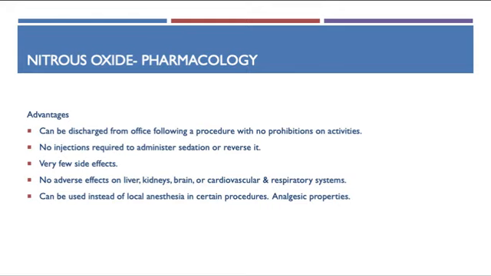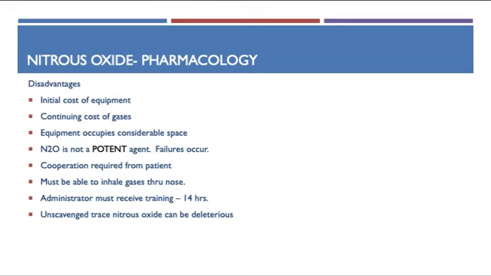So there are a few disadvantages to having nitrous oxide. One of the biggest disadvantages is just the cost. It costs a lot of money to set this up in your office, particularly if you're going to plumb it in. It's pretty expensive to get all of the plumbing done for nitrous oxide gases. And then it costs money to keep those gases up.